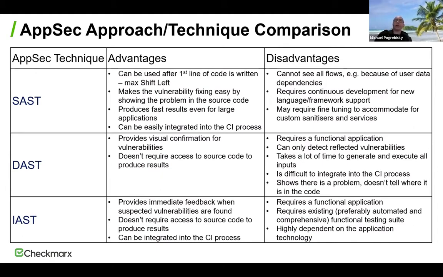And lastly, regarding IAST, some advantages here are that it does provide you with immediate feedback. So when a vulnerability is found, you can immediately get a notification that it's found. It also doesn't require access to the source code, and it can be integrated into the CI process. And again, we'll talk a little bit later about how this can be done. But it's obviously also quite cumbersome to embed. It does require a functional application.